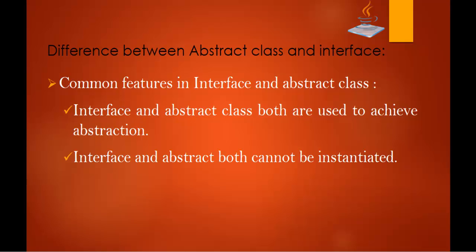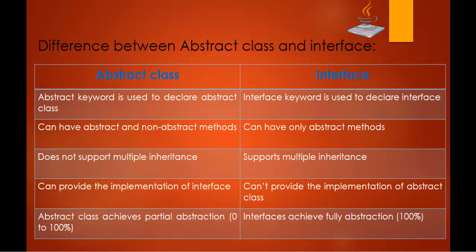Keep in mind, abstract class and interface both are used to achieve abstraction. I repeat, abstract class and interface both are used to achieve abstraction, and also keep in mind interface and abstract classes both cannot be instantiated. You can't create an object of an abstract class as well as interface. These are the common things present between the interface and abstract class. But in the coming slide, we are going to learn about the difference between the abstract class and the interface.